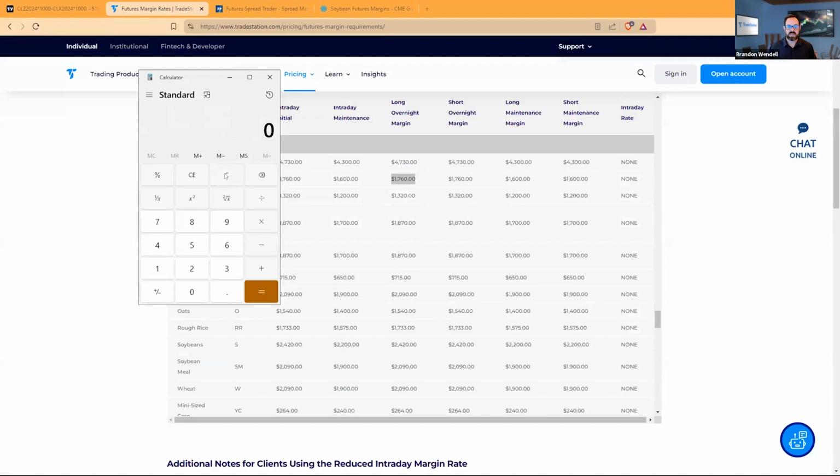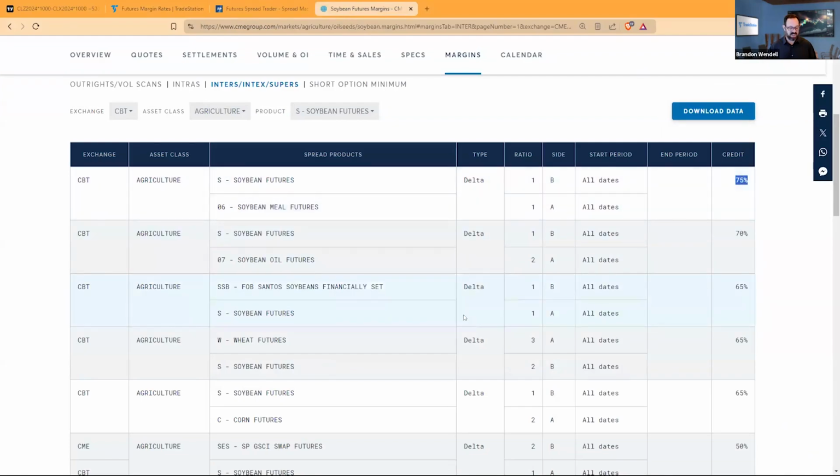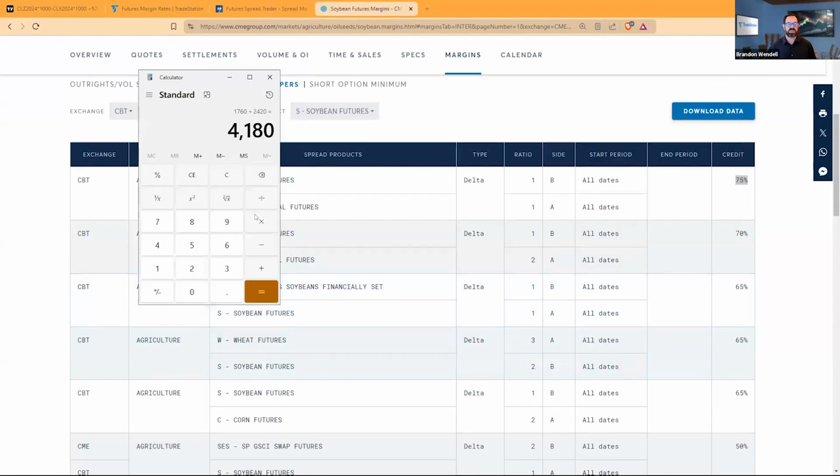So 1760 plus the 2,420 is $4,180 for margin. That's what you would normally need. But remember, we're getting credit for 75% of that, which means we only have to have 25% for the margin.